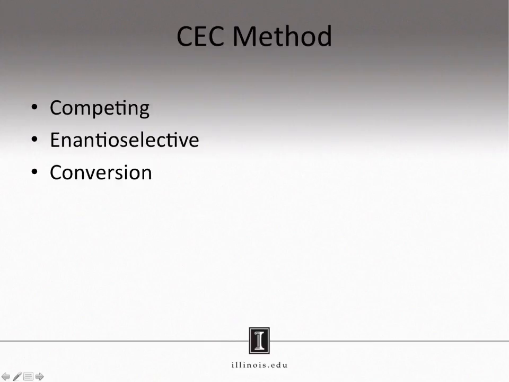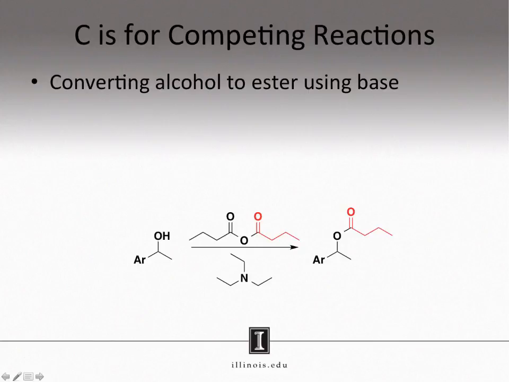To discuss the CEC method, we will break the CEC method into its constituent parts. We will talk about the competing portion, the enantioselective portion, and the conversion portion separately. To start, we shall discuss the competing aspect of this method.